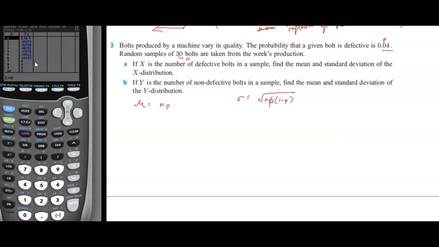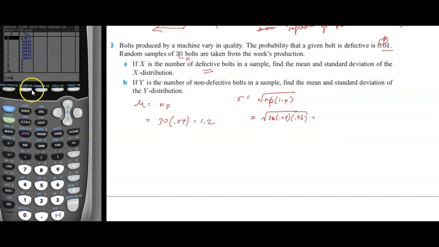Let's see if they want to know defects or... Okay, yeah, they want to know defects. So our success, quote-unquote successes, are defective bolts. So there's a 0.04 chance of having a defective bolt. So out of 30 samples, we're expecting to see, I think, 1.2 bolts, because 30 times 0.04 is 1.2. What would be the standard deviation? The standard deviation would be the square root of 30 times 0.04 times 1 minus 0.04, which is 0.96.